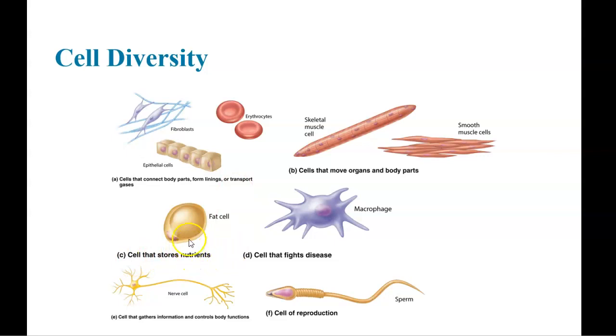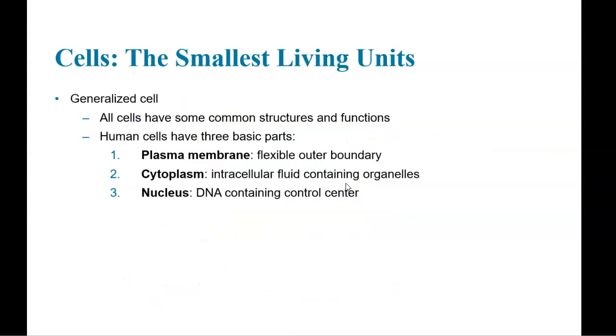We have the adipocytes, the fat cells that store nutrients. They also provide some kind of cushion. The macrophages, which are immune cells. And then we have the reproductive cells, like sperm, and nerve cells. So all cells have some common structures and functions.